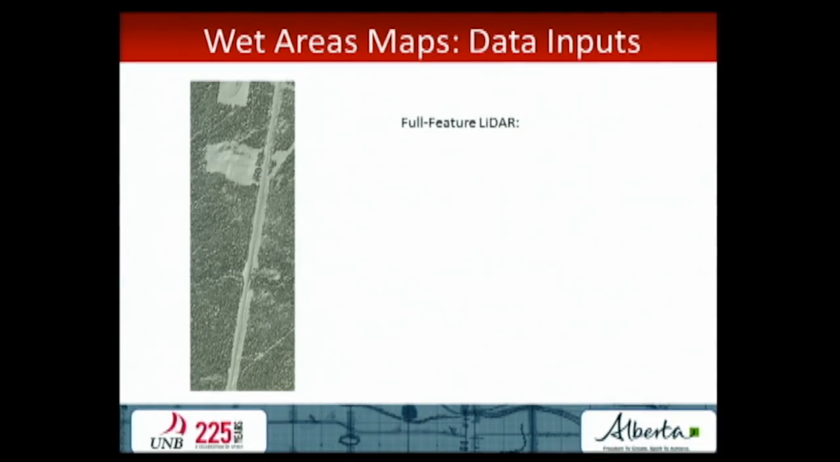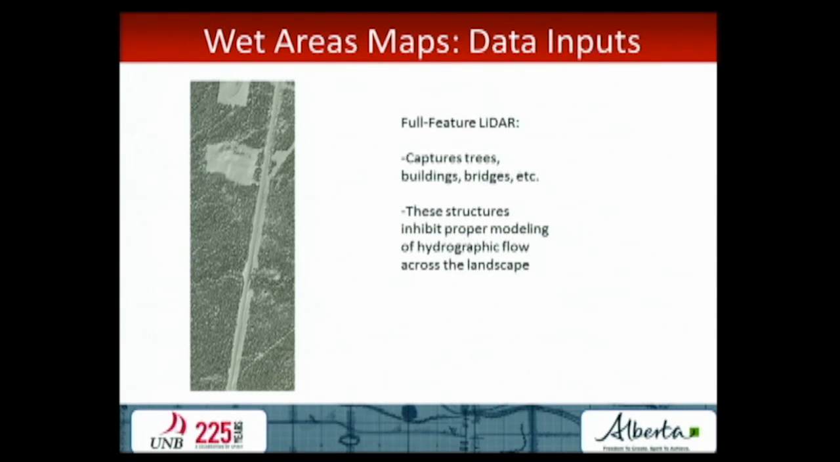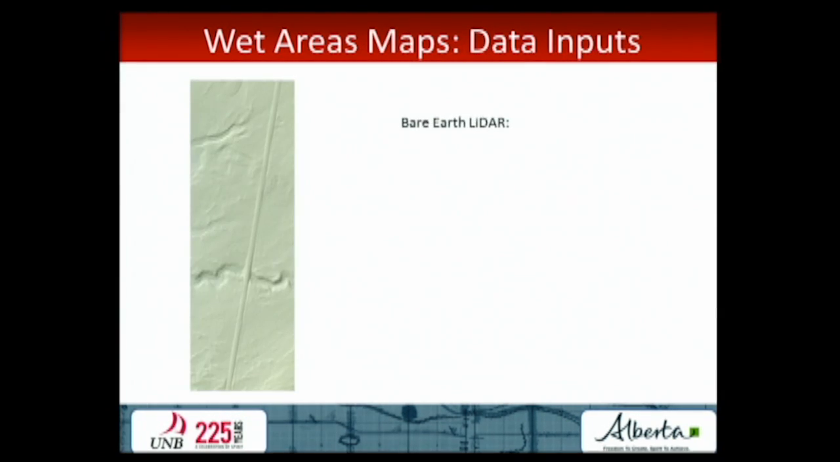Now we'll talk a little bit about the data inputs in more detail. What you see here on the left-hand side is the full feature LiDAR data set. It essentially looks like a grayscale image. This data captures trees, buildings, bridges. All these features are great for other uses, but they do inhibit the proper modeling of hydrographic flow or overland flow across the landscape, and as such they must be removed. Once they're removed, this is the bare earth LiDAR surface for the exact same area. It's amazing the amount of detail and the amount of resolution and precision at which we can actually virtually deforest or clear cut this entire landscape.